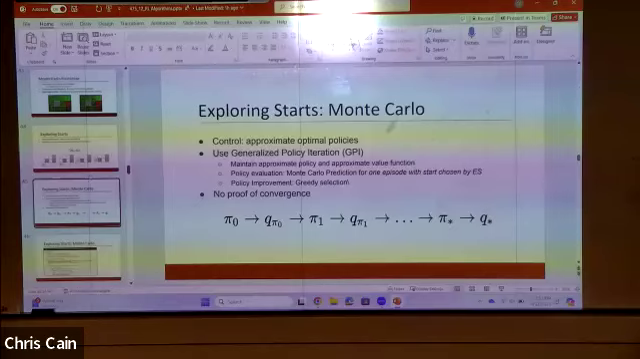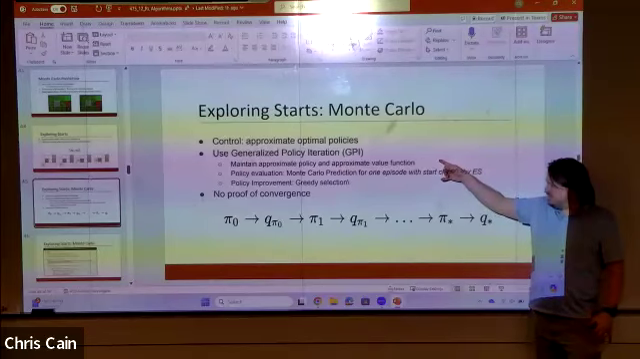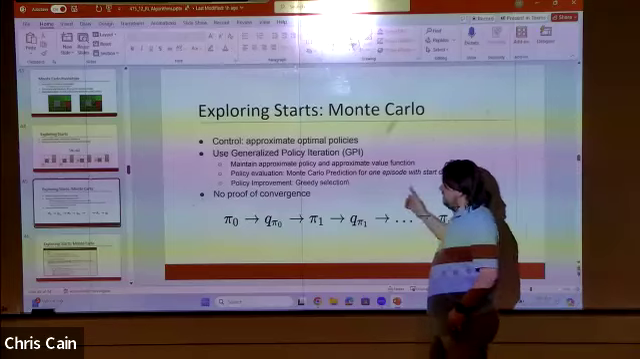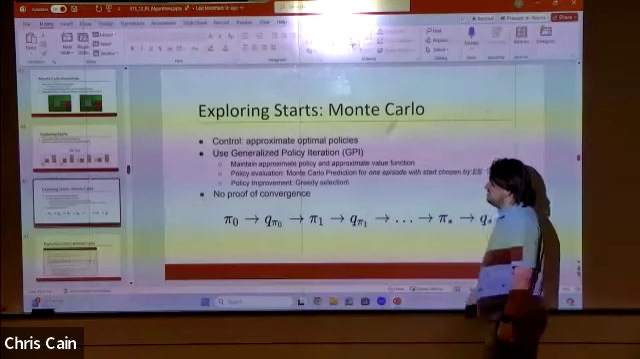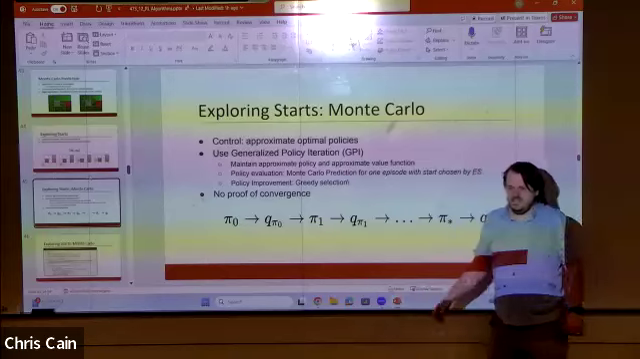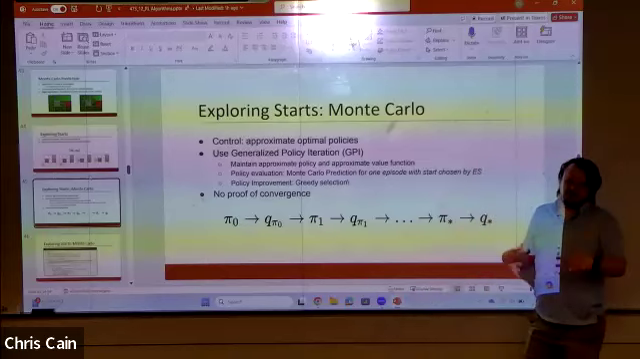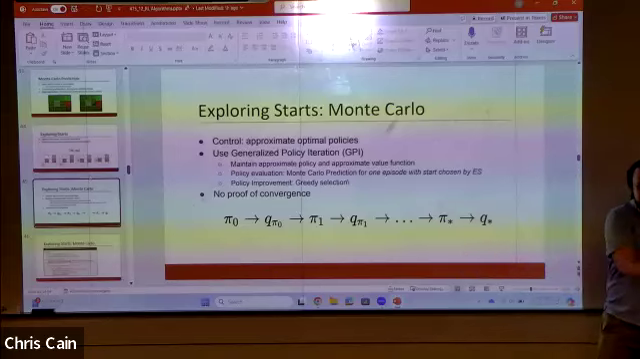Alright, so now we're actually getting into how this works in practice. We're doing exactly the same thing, generalized policy iteration, also the value iteration that we talked about before. We're going to start with a policy. This can be a completely random policy. And then we run a single episode in that Monte Carlo. We generate the return from that episode, and we backpropagate it through the states that we visited.